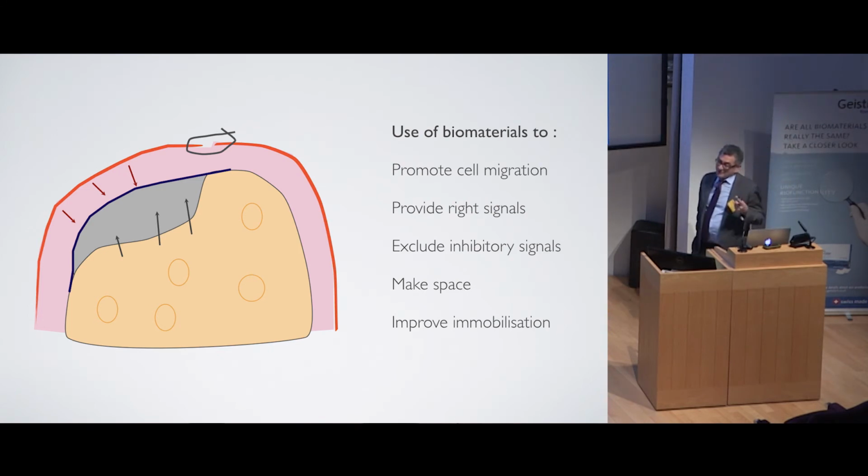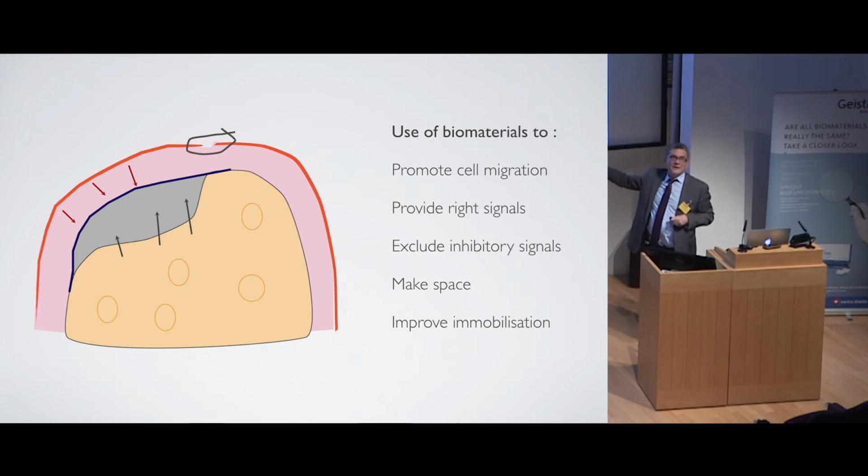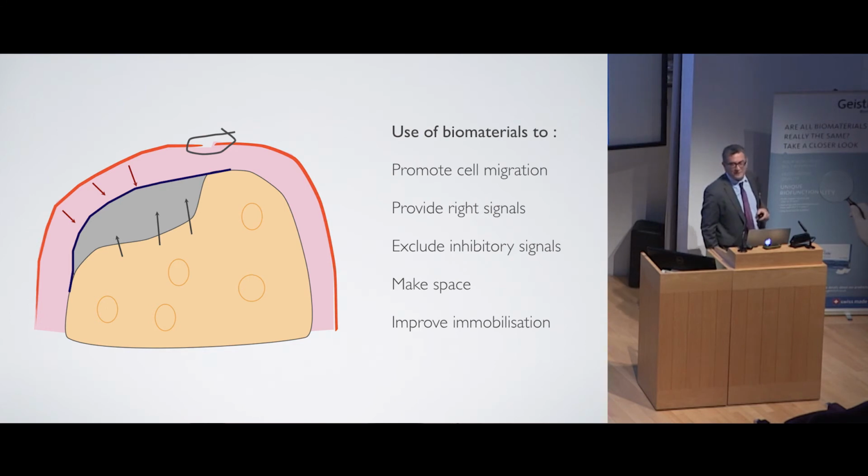Now, the right signals turn out normally to come from the cells that migrate in. The body has an amazing capacity to provide its own signals. And actually, most of what we do in any of this sort of regenerative stuff is to facilitate the body's own healing mechanisms. Excluding inhibitory signals essentially means you've got to make enough space to keep the superficial tissues out the way and to improve immobilization.